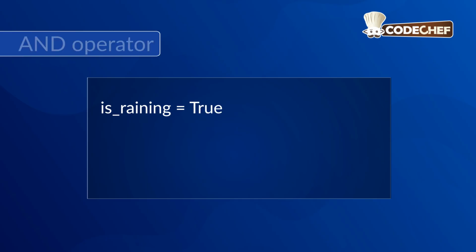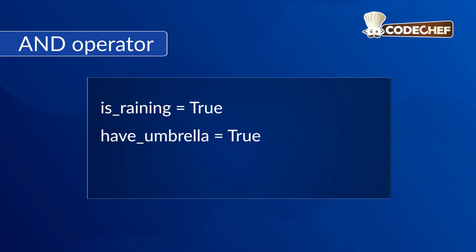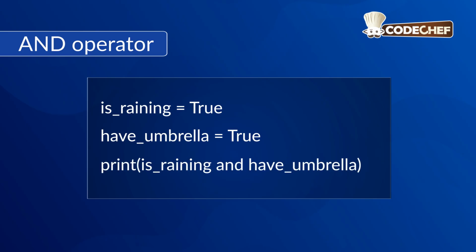First, with the AND operator. We create a variable named isRaining and assign it the value true. Then we create another variable, haveUmbrella, and also assign it true. Now we use print, isRaining and haveUmbrella. Python checks: are both conditions true? Since both are indeed true, the result is true, because it needs both sides to be true.